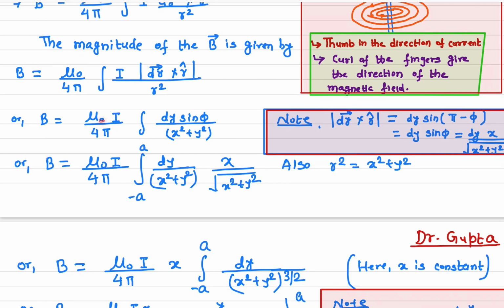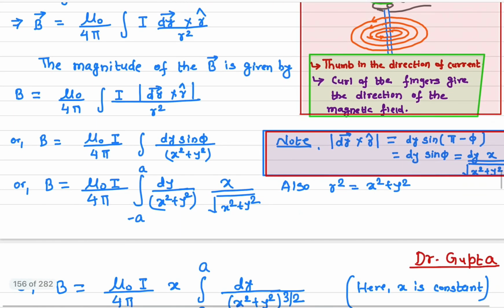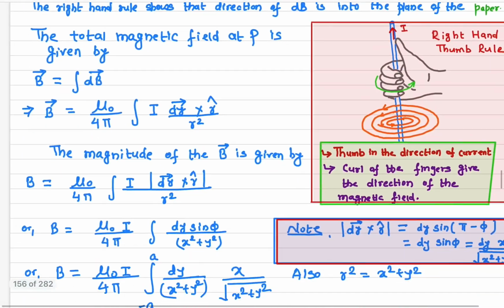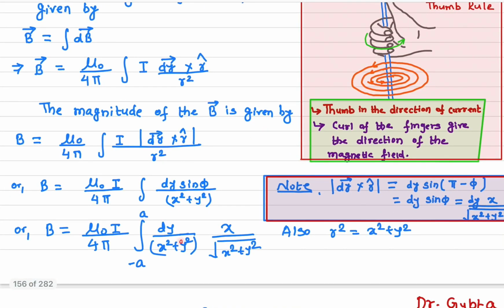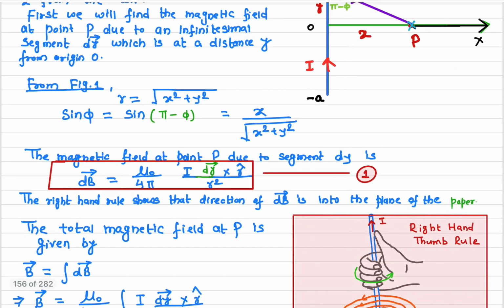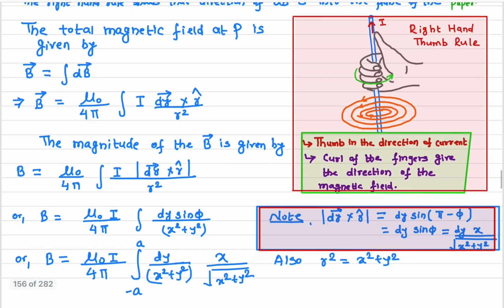So mu 0 I over 4 pi is as it is, and we have to now integrate here. You see, in this case the variable is y. This is the variable here. So let's first write down dy as it is, over x squared plus y squared. We have here sine phi. The sine phi, as we just calculated, is x divided by the square root of x squared plus y squared.